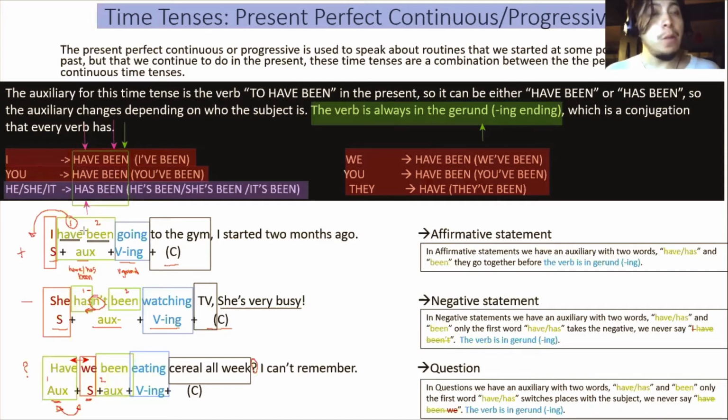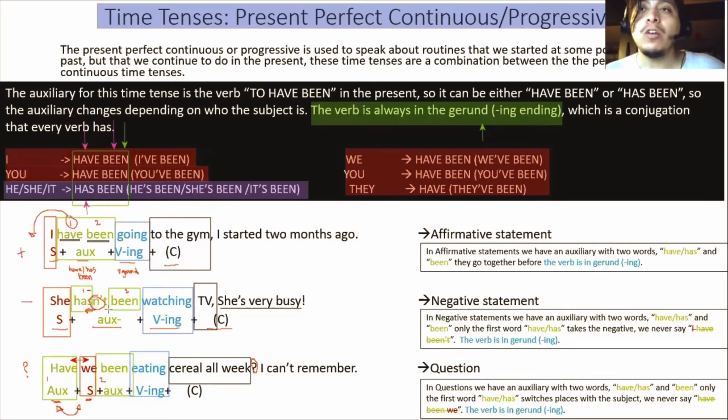Bueno, si estuvieron poniendo atención y ya vieron los videos anteriores, se acordarán de que tanto en el futuro perfecto como en el futuro continuo tenemos este mismo problema. Tenemos auxiliares de dos partes, de dos palabras. Y en todos esos casos, la regla siempre ha sido la misma. El negativo solo se lo lleva la primera palabra. Nunca digo have been not, digo haven't been. Nunca digo has been not, digo hasn't been. ¿Ok? Solo la primera parte es la que se lleva el negativo.